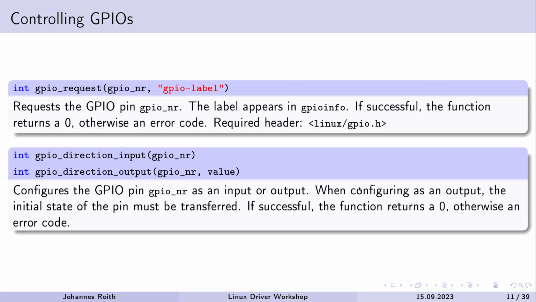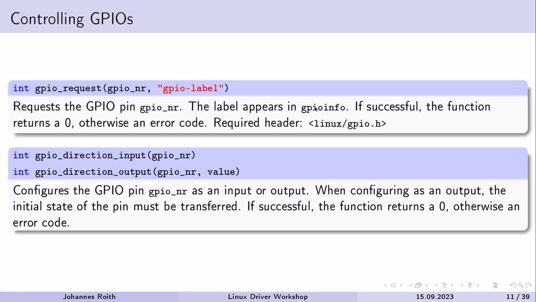Okay, so now we want to control GPIOs. Therefore we have to follow some steps. So first we have to request a GPIO, because in case the IO is already in use, we cannot request it. It's not available for our kernel module. So therefore we will use the gpio_request function, and here we have to pass in the GPIO number we're interested in, and we can also give it a label.